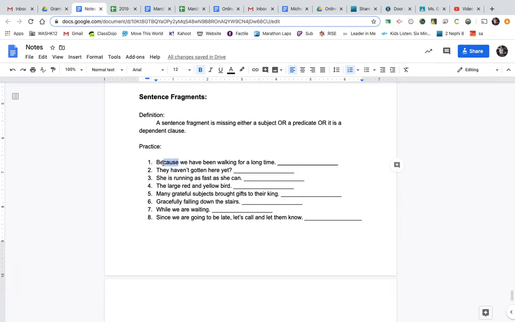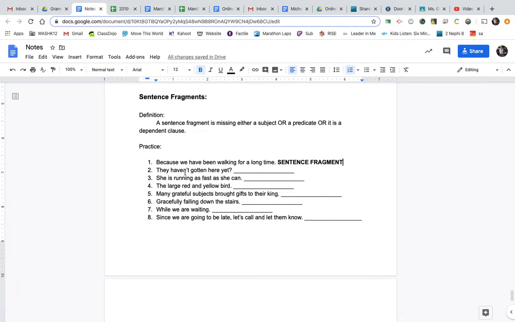Because is a subordinating conjunction. This is at the beginning of the sentence, a conjunction at the beginning, and it kind of sets us up that we need to have something after it. Because we've been walking for a long time, you can kind of just sense or feel it. It's leaving you hanging. What? What is going to happen because we have been walking for a long time? This is a dependent clause. That makes this a sentence fragment. All right, and you don't have to do yours in all capital. I'm just trying to make it stand out for you so it's easier to follow along.